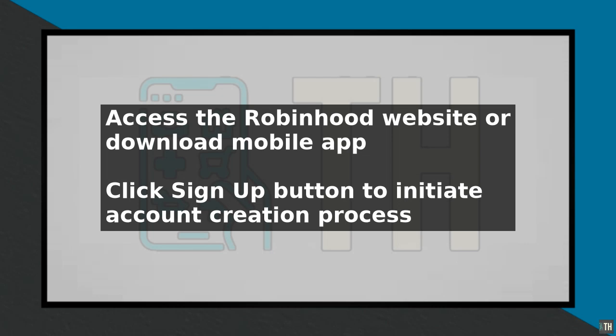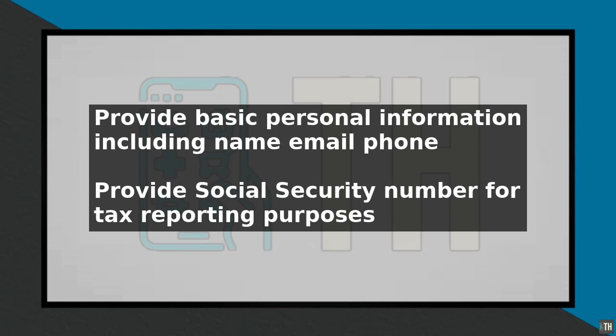First, you will be prompted to provide some basic personal information, including your name, email address, and phone number. This information is used to verify your identity and ensure the security of your account. Next, you will need to provide your Social Security number or individual taxpayer identification number, as this is required by the U.S. government for tax reporting purposes.